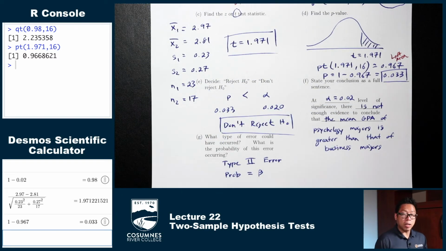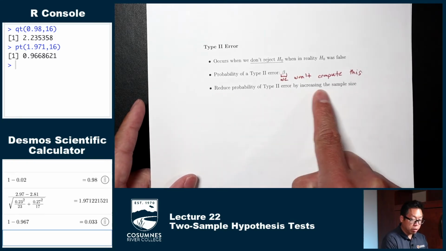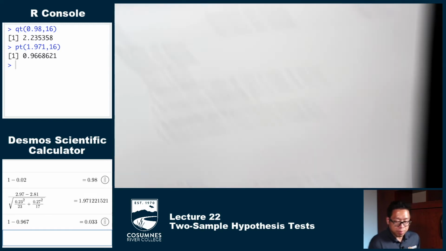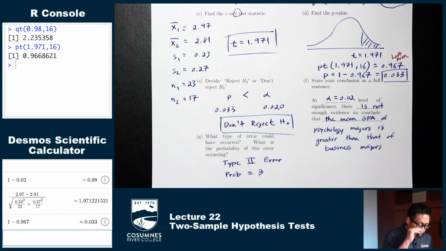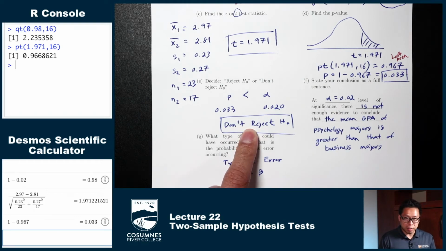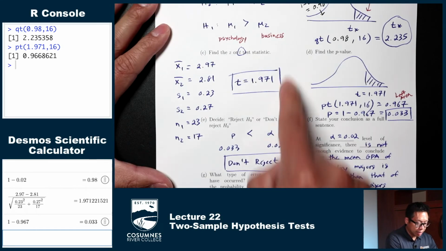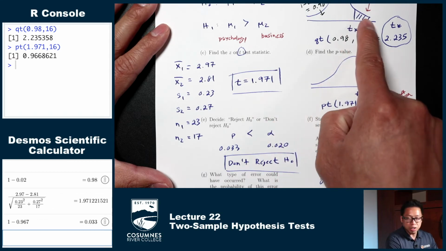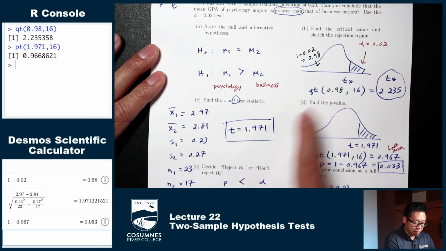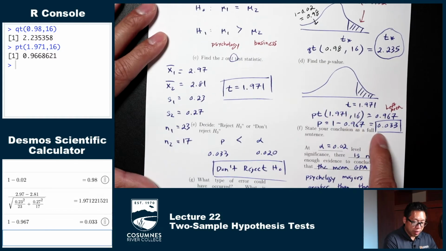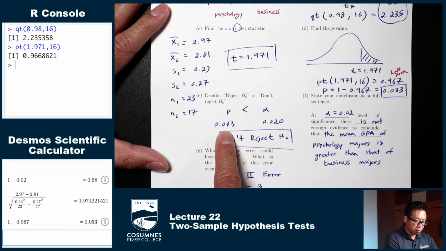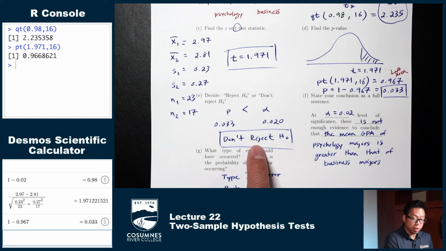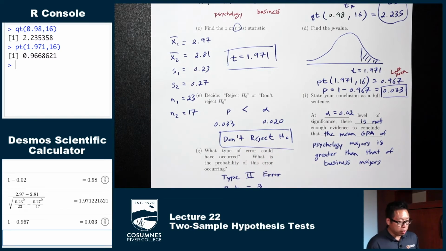I didn't ask it here, but in your lab, I do ask you, how do you reduce the probability of a type 2 error? To reduce the probability of a type 2 error, you would increase the sample size. Why is that? Well, in this case, we ended up with a don't reject because we just got unlucky and got a test statistic that was not in the shaded part. This test statistic is in the unshaded part, which led to a p-value that was too big. It wasn't smaller than our alpha, which led to us not rejecting.